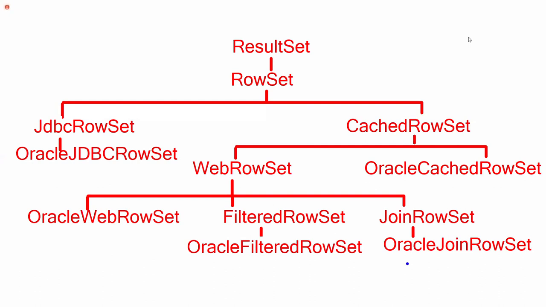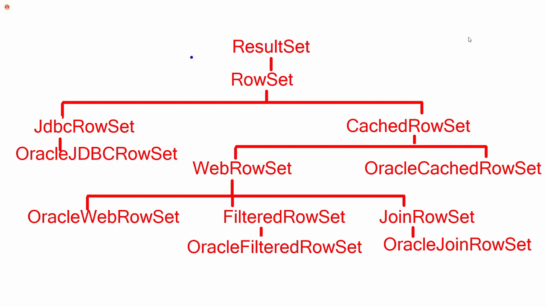Suppose you are searching for one method, to perform one task on Oracle join row set. The method is not available in Oracle join row set. Then where do you have to search? Join row set. Here also not there. Web row set, here also not there. Cached row set, here also not there. Like that. Hierarchy is required to search library methods. That purpose, as well as upcasting and downcasting, needs the hierarchy.